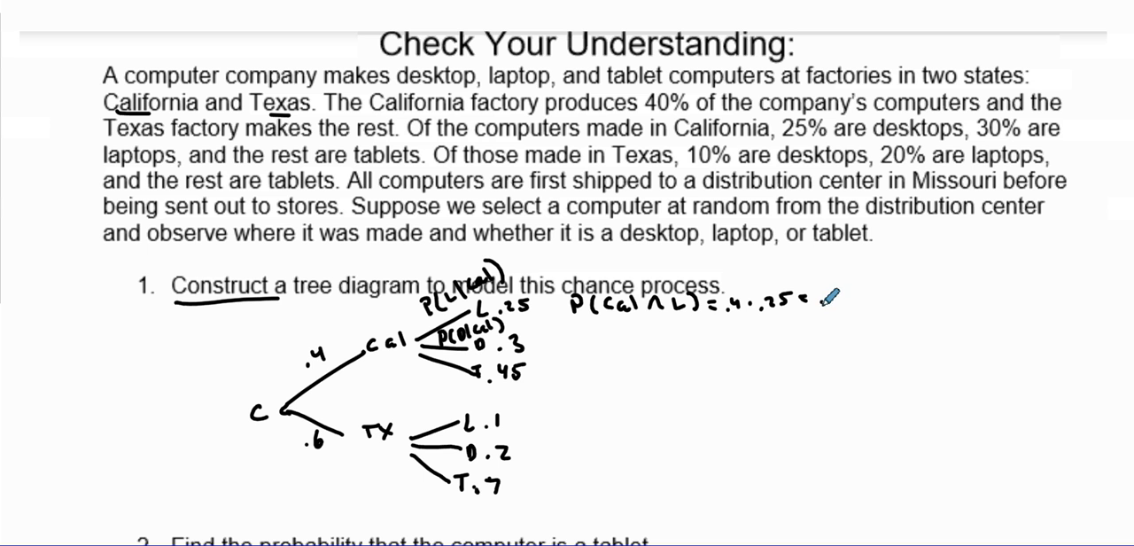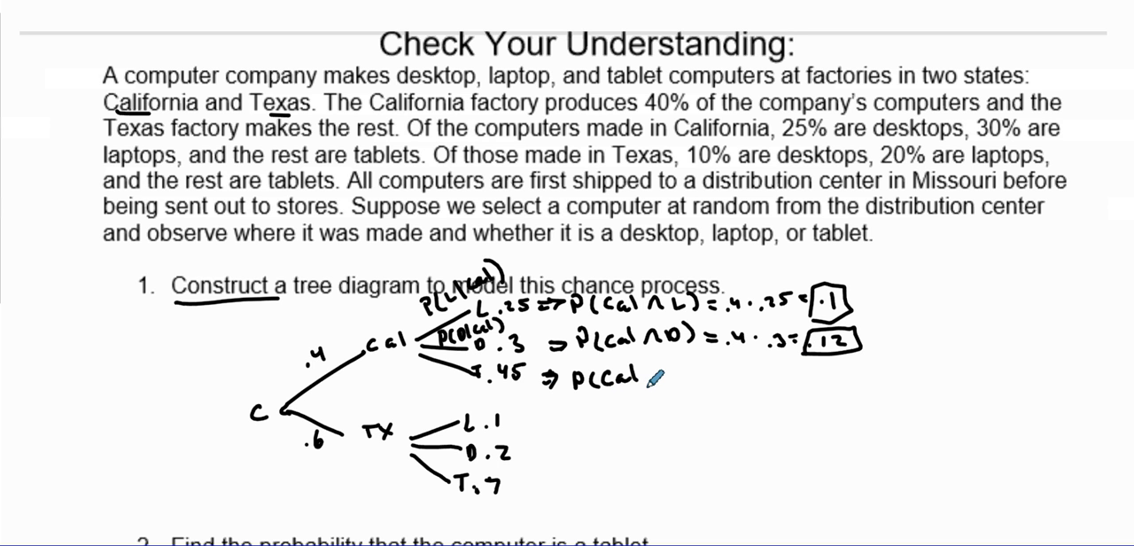If you want to check all these out, you can do the same. And right here, what's the probability of being California and a desktop? We take 0.4 times 0.3, and that's going to be 0.12. Probability of California and a tablet: once again, 0.4 times 0.45, and that's going to be 0.18.